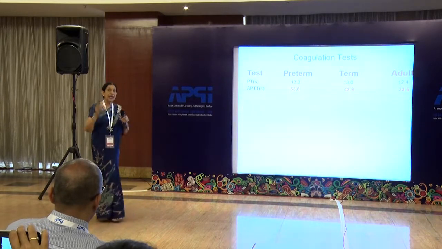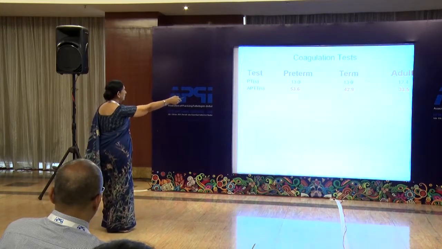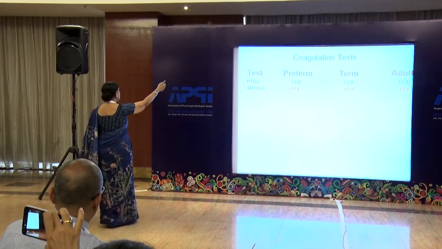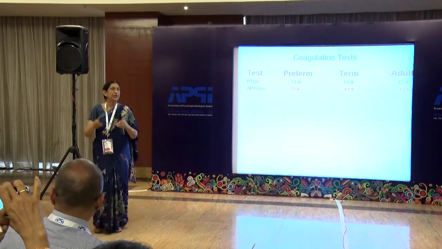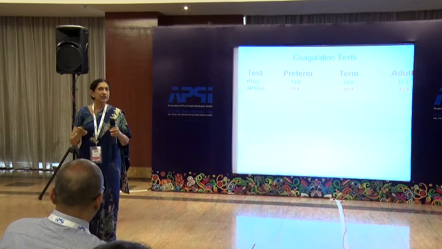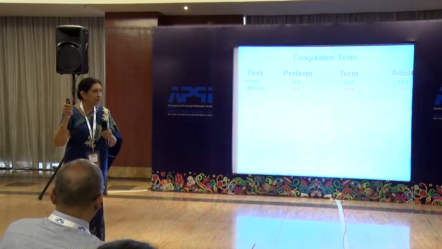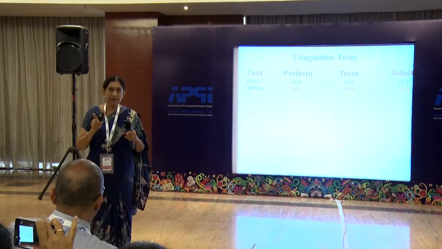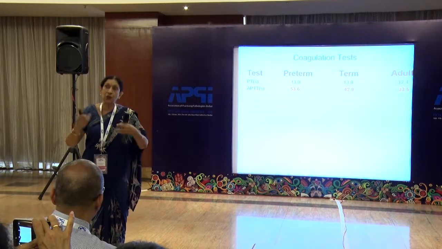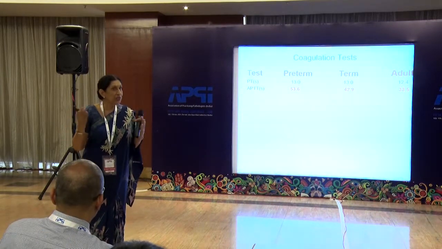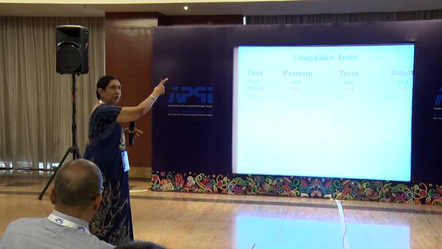But look at the APTT. APTT is very different. 33 seconds to 42 to 53. But that 53 is normal for that preterm baby. Don't start investigating a baby at that level. Please remember, in our labs, we do not have every day a neonatal control sample. What are you comparing against? You are comparing against an adult control value.